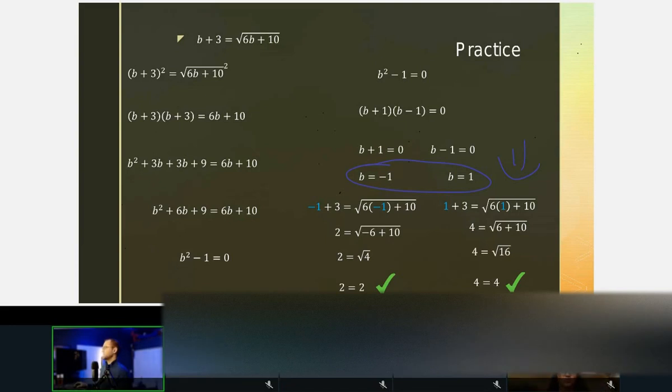So the square is on both. So the perfect squares, this is b squared minus 1 squared. Isn't 1 times 1 still 1? So that's why it's a difference of 2 squares. Hopefully that helps. Oh, you saw that? Okay.